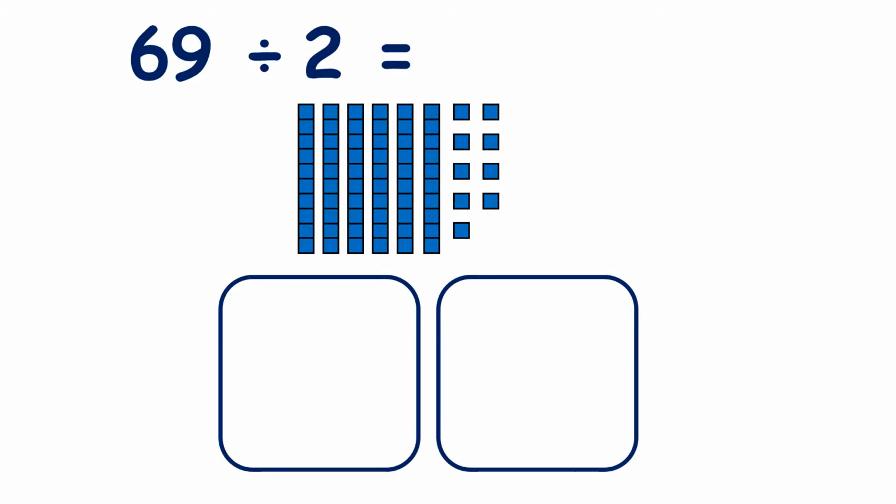We have 69 divided by 2. So we have 6 tens and 9 units, and we need to divide those into 2 groups. And we're going to divide using long division. So we start by dividing our 6 tens by 2.